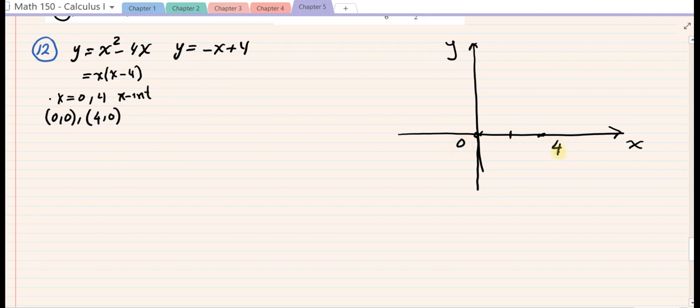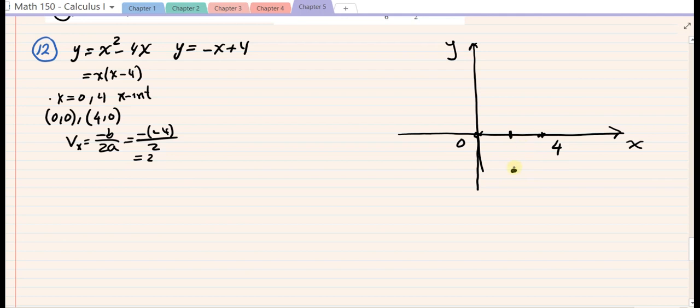The parabola is going to open upwards because the coefficient on x squared is positive. The x component of the vertex is going to be negative b over 2a. That's negative of negative 4 divided by 2, or 2. And when x is 2, I'm trying to find the y component, so 2 squared minus 4 times 2. That's 4 minus 8, or negative 4. So the vertex is going to be at 2, negative 4, right in here.